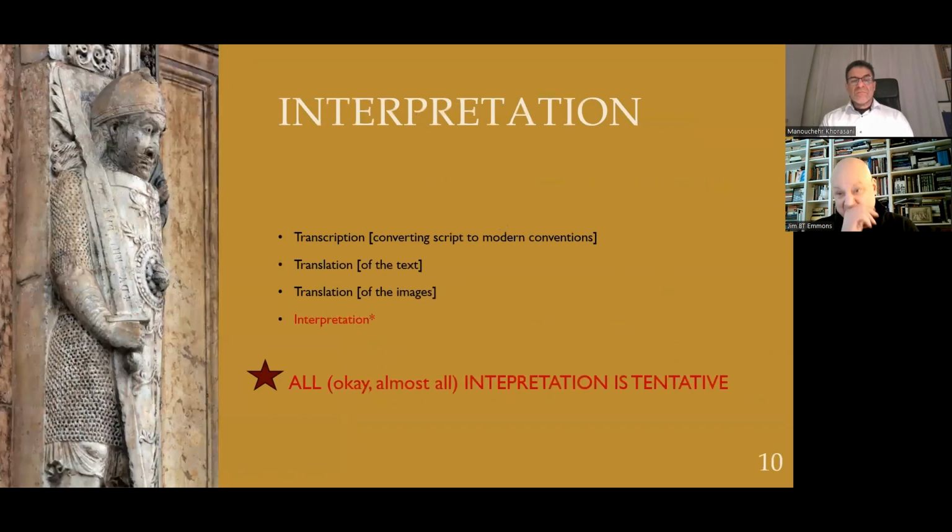So interpretation, sort of the basics: there's the transcription of the language, depending on your period of study, and that means taking a crazy old alphabet and turning it into yours. There's translation of the text, from one language to another, and of the images. The important thing to remember, at least as I look at it, is that all interpretations with historical fencing are tentative. Yes. They have to be.